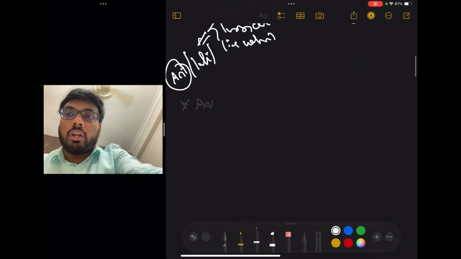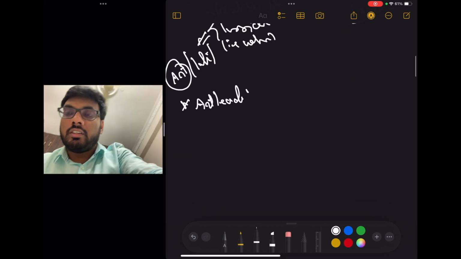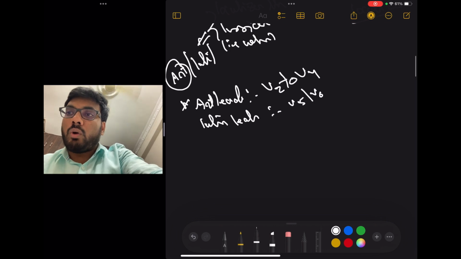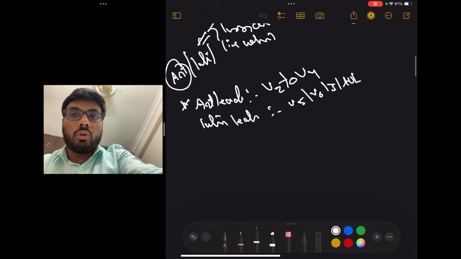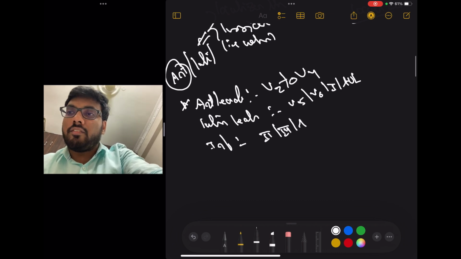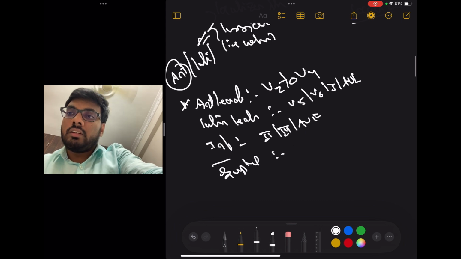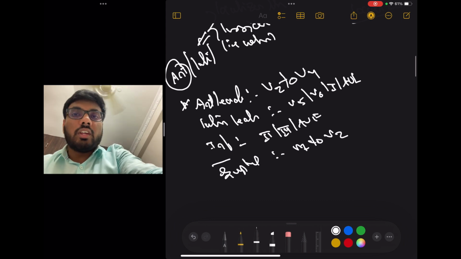Okay. By the way, what are the anterior leads? V2 to V4 are anterior leads. Lateral leads are V5, V6, 1 and AVL. Inferior leads are lead 2, lead 3 and AVF, whereas the septal leads are V1 to V2.